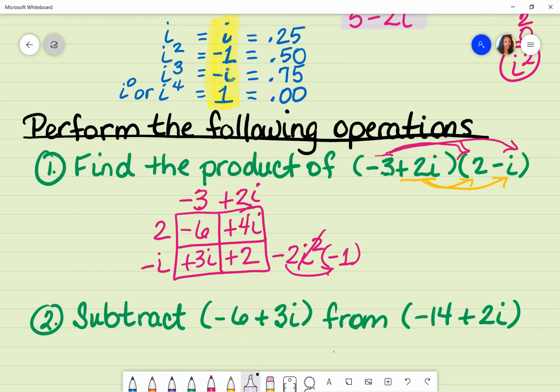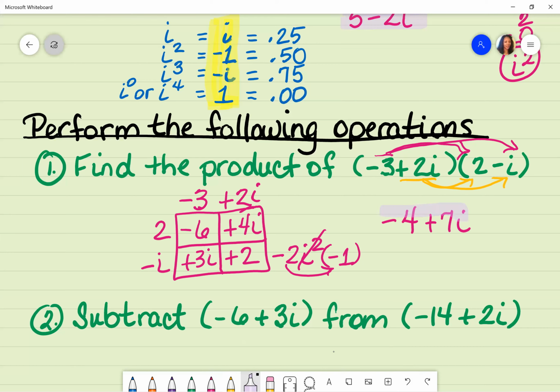So now what I want to do is take my real part, which is typically diagonally, and I want to combine them. So if I have a negative and a positive, that means I'm subtracting and taking the sign of the bigger number. So -6 plus 2 is -4. And then I take my imaginary part and I do the same. I have a +4i plus 3i. Since the signs are the same, that means I'm adding, and I just bring down that i. I do not try to square it or anything.